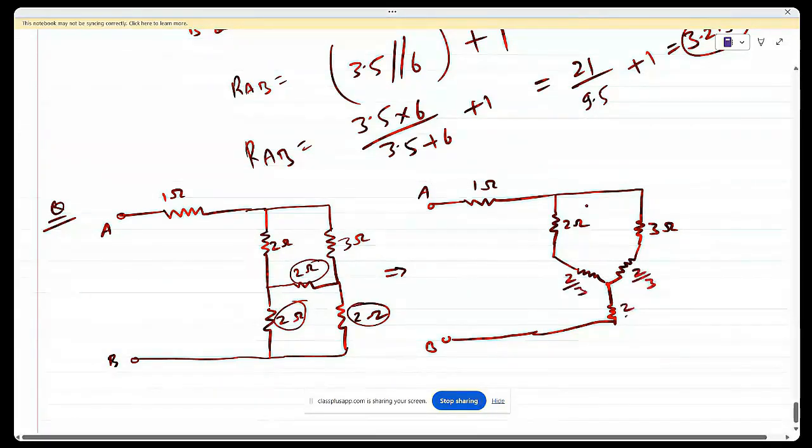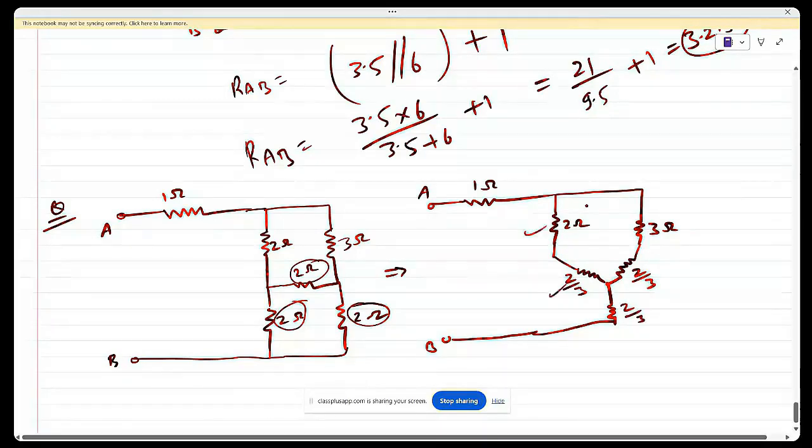Now our job is very easy. This 2 and this 2 by 3 are connected in series. This 3 and this 2 by 3 are connected in series. Now this branch and this branch are connected in parallel to each other. So you can write finally RAB directly.